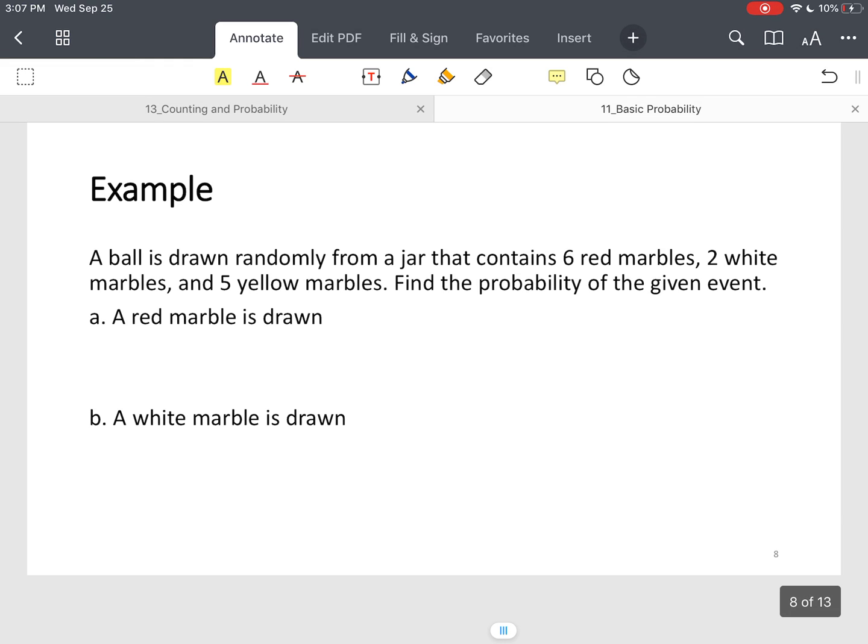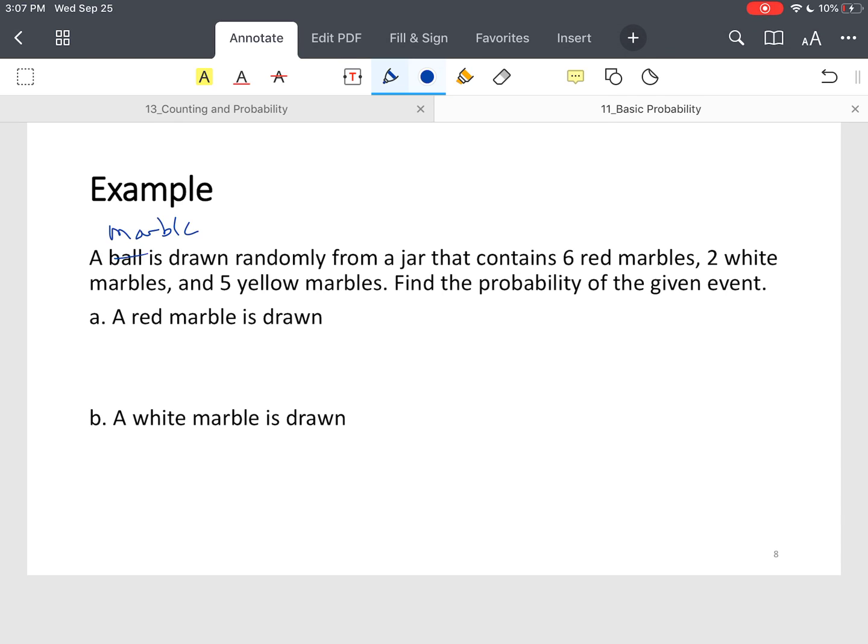Now, you have a marble drawn from a jar that contains 6 red marbles, 2 white marbles, and 5 yellow marbles. Find the probability of drawing, in this first example, a red marble. So the first thing you need to do is figure out how many marbles you have in that jar. That's 6 plus 2 plus 5, which is 8, that's 13 potential outcomes. Now I'm going to write all the answers moving forward as fractional forms. My desired outcome, I'm focused on red marbles only. So that's 6 out of 13.